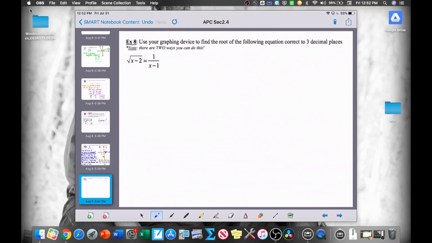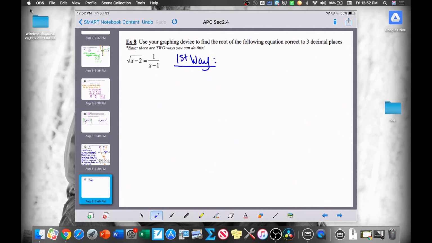Our final example for this set of notes asks us to use our graphing device to find the root of the following equation correct to 3 decimal places. And it says, note, there are 2 ways that you can do this. We've already done a similar problem to this in a previous lesson. So let's review.